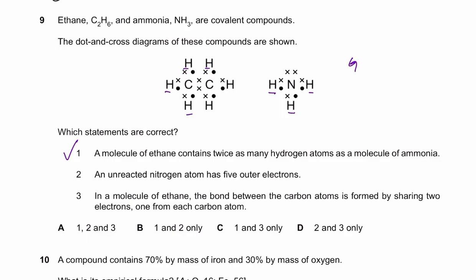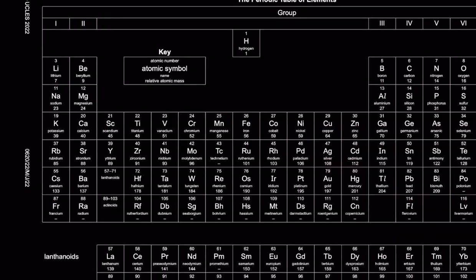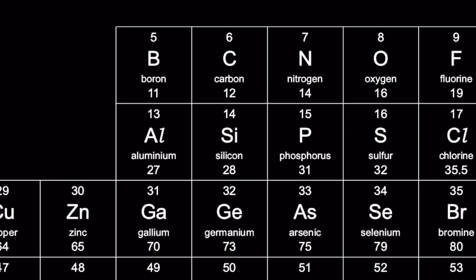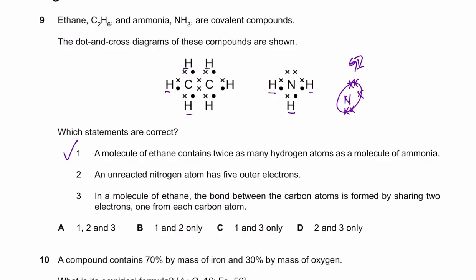2 says an unreacted nitrogen atom has 5 outer electrons. Absolutely, it's in group 5. It will have 5 electrons in its outermost shell. And if you don't trust me, you could just check the periodic table, and if you check nitrogen, it actually has 7 electrons in total and 7 protons, right? A neutral atom of nitrogen has 7 electrons. So the first shell would have 2 electrons, and the second, now how many are left? 5. So the outermost shell, which is the second shell, would have 5 electrons. So yes, 2 is also right.